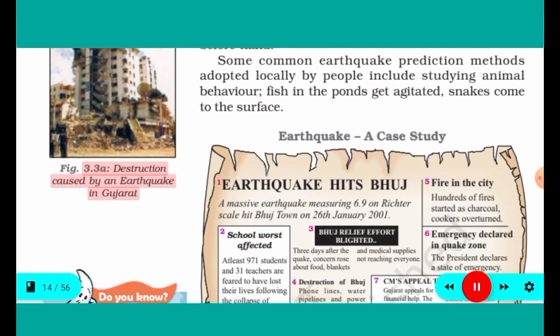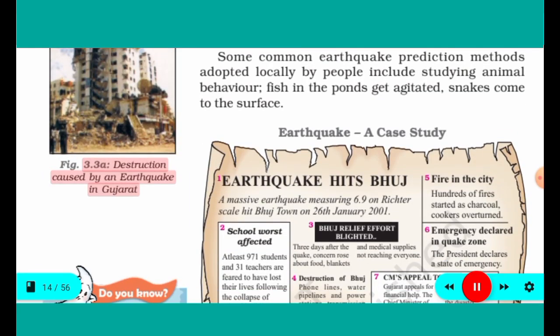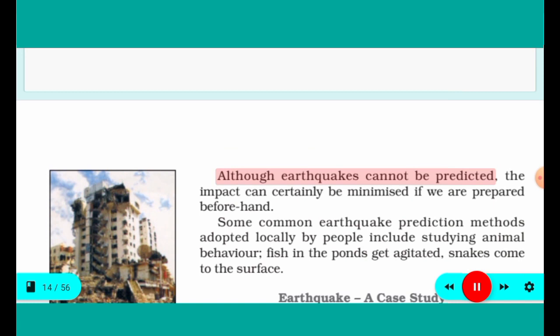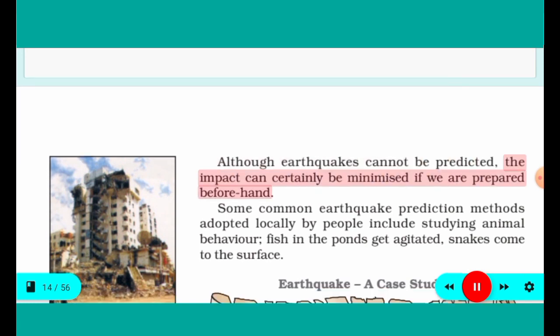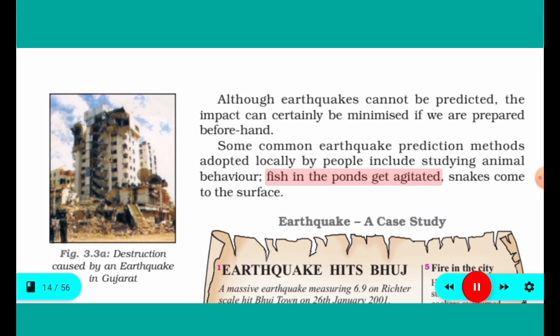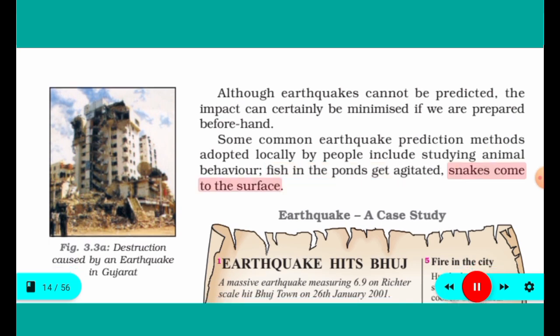Fig. 3.3. Destruction caused by an earthquake in Gujarat. Although earthquakes cannot be predicted, the impact can certainly be minimized if we are prepared beforehand. Some common earthquake prediction methods adopted locally by people include studying animal behavior. Fish in the ponds get agitated. Snakes come to the surface.